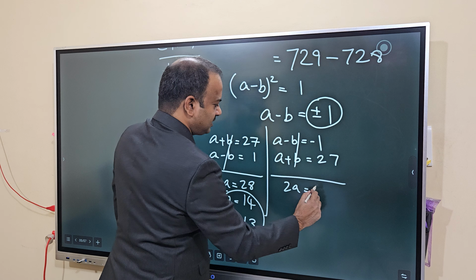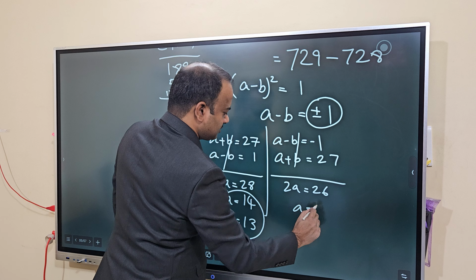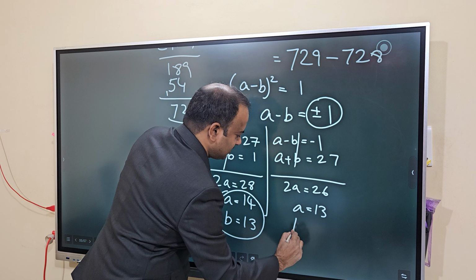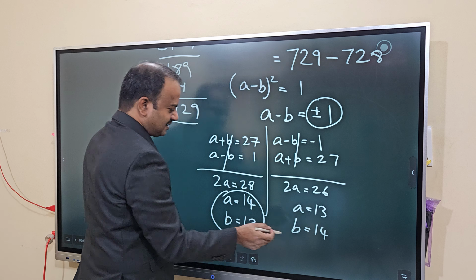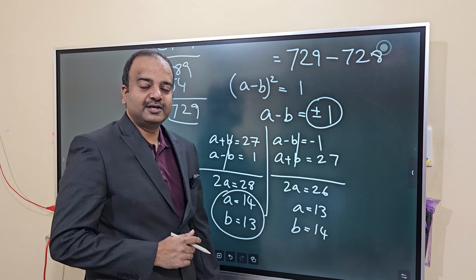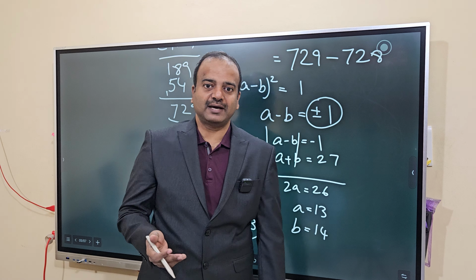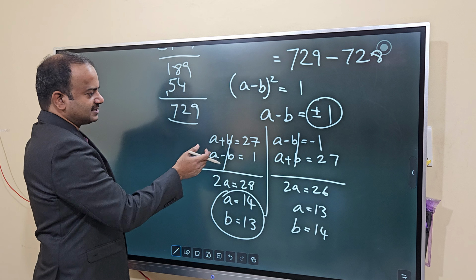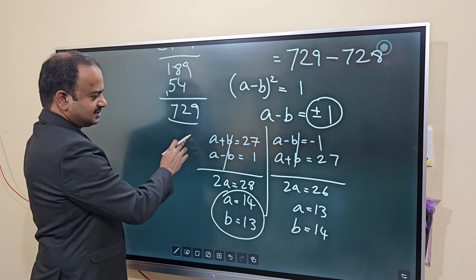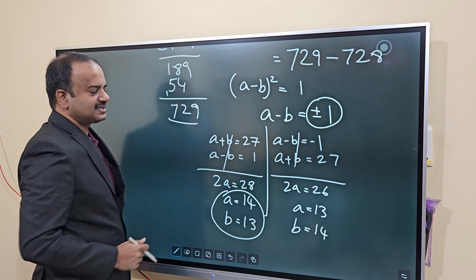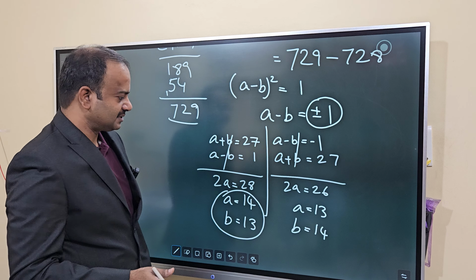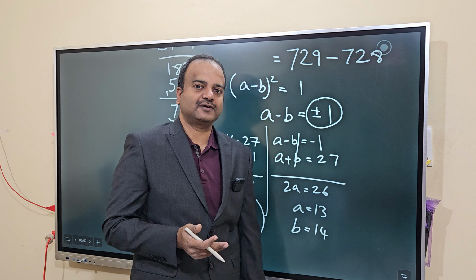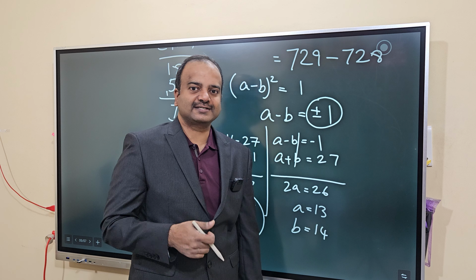2a is equal to 26 and a is equal to 13, and if you take b to that side, this will be plus b, so this will be 14. So we still got the same values, 14 and 13, and 13 and 14. So the two numbers whose sum is 27 and product is 182 are 13 and 14. We just found the values. So I hope you are clear with this. Thank you.